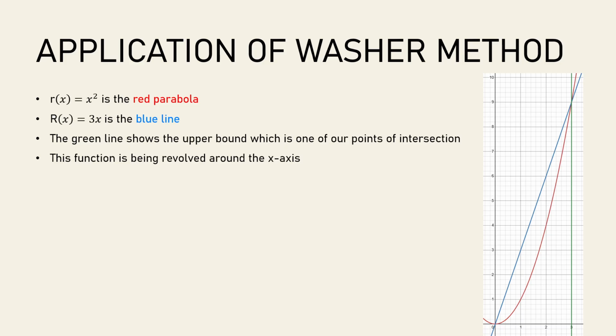If you imagine taking one of the very thin vertical slices and rotating it around the x-axis, it creates a washer shaped like a ring. The distance from the x-axis to the blue line becomes the outer radius. The distance from the x-axis to the red parabola becomes the inner radius. The volume is then found by subtracting the area of the smaller circle from the area of the larger circle and integrating across the interval.